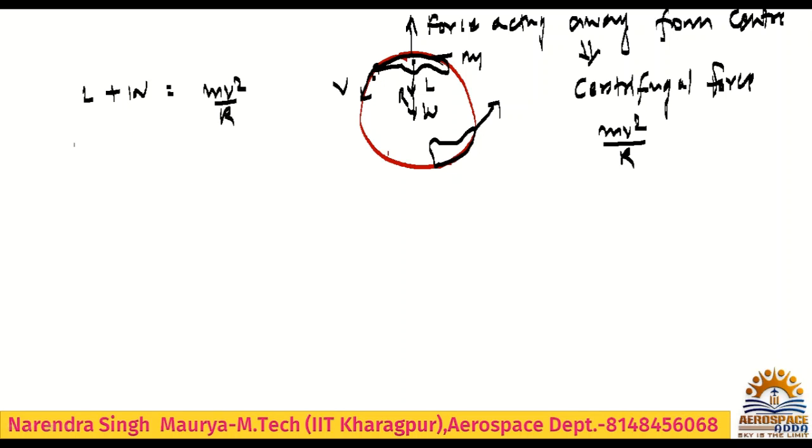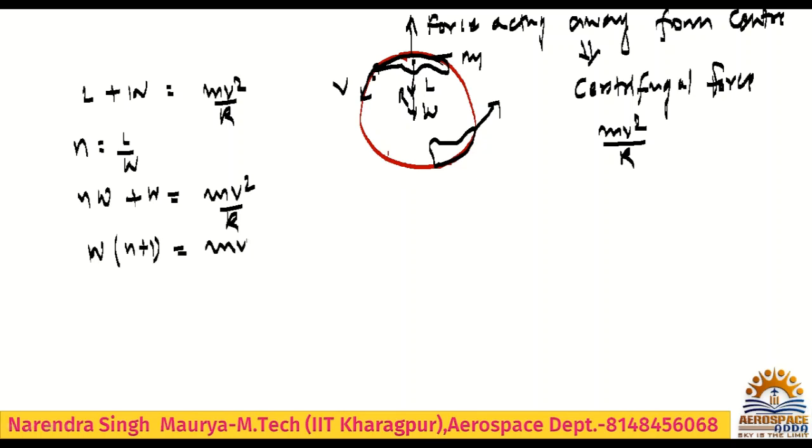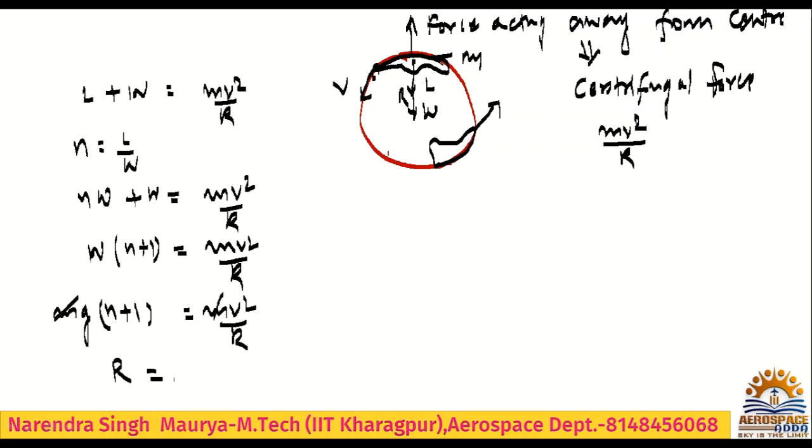All right. What is the load factor? It is L by W. So you can write nW plus W is equal to mv square by r, or n plus 1. Mass must cancel out. What will be r? V square by g into n plus 1. This is the one thing. Okay. Pull down.